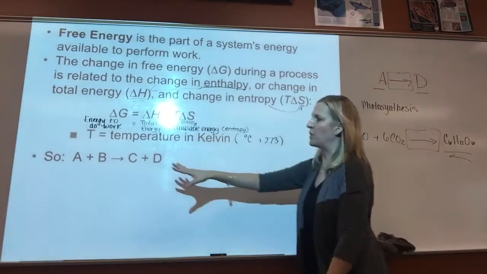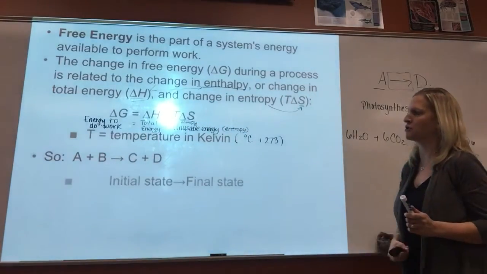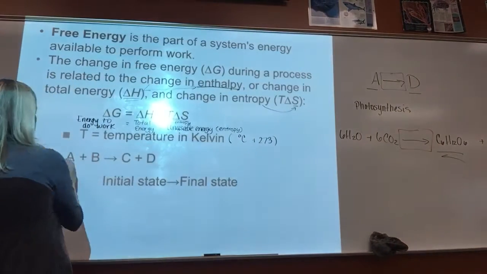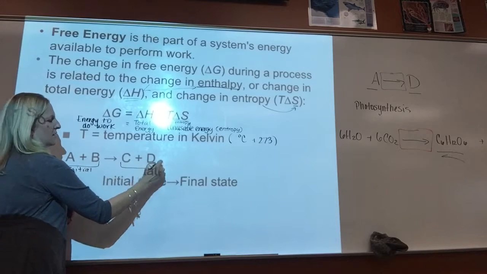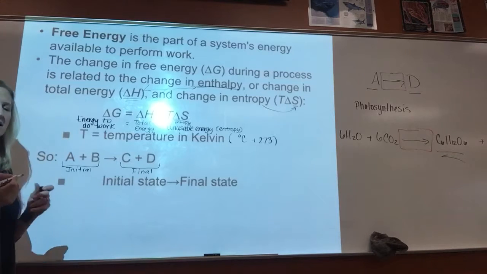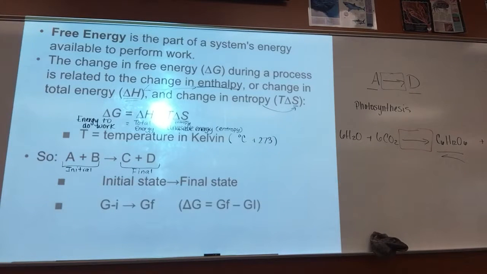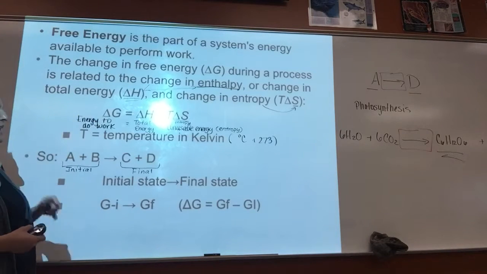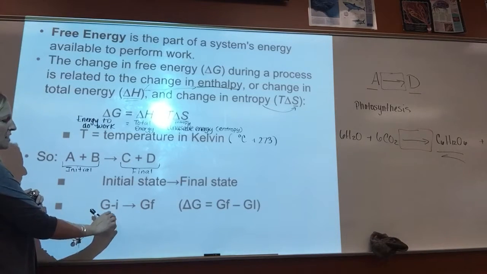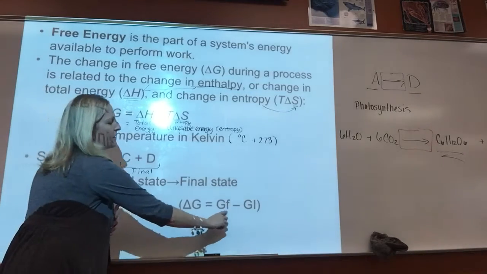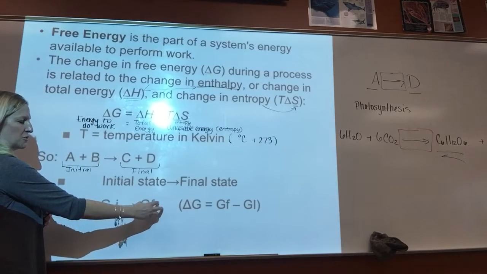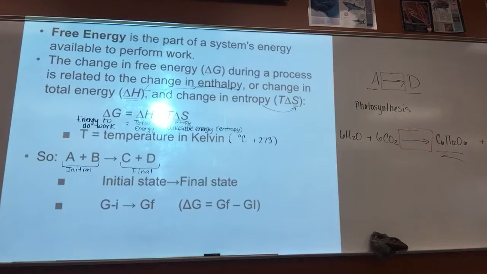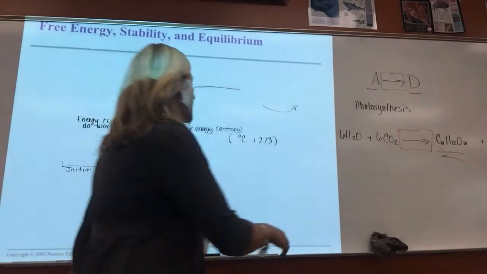So if we have a generic equation, A plus B gets converted to C and D, so those are your products. So this right here says initial state to final state. Before the reaction, this is your initial state, and after the reaction, this is your final state. So when we say delta G, delta means the change, and so we're going from G initial to G final. To get the change, it's how much free energy, or energy available to do work, after, minus what was originally there. Okay, we're going to come back to this in just a second. We're going to build up here.